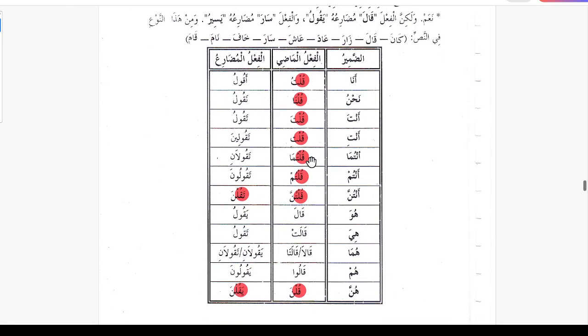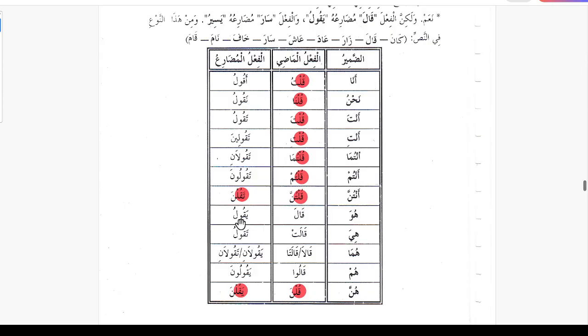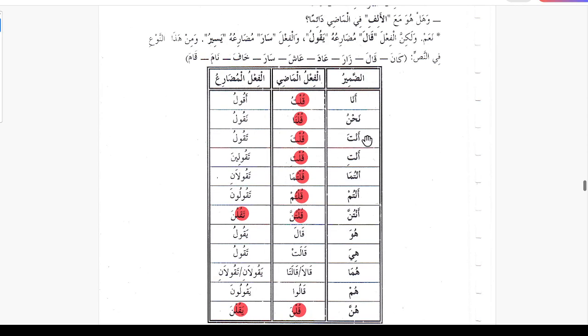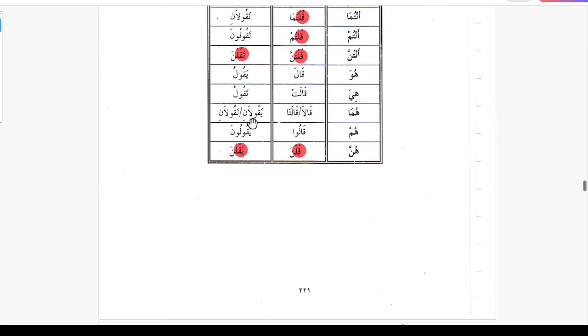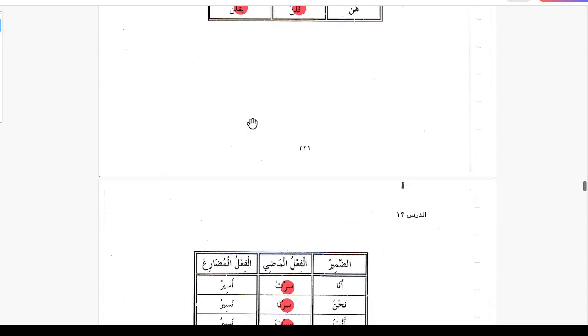And similarly for the present tense, kala changes to yakulu: huwa yakulu, huma yakulani, hum yakuluna, hiya takulu, huma takulani, hunna yakulna. And then the second person: anta takulu, antuma takulani, antum takuluna, anti takulina, antuma takulani, antunna takulna, ana akulu, nahnu nakulu. So what changes are happening here?